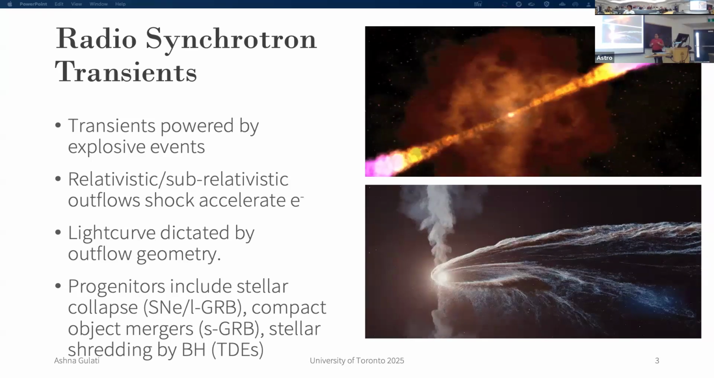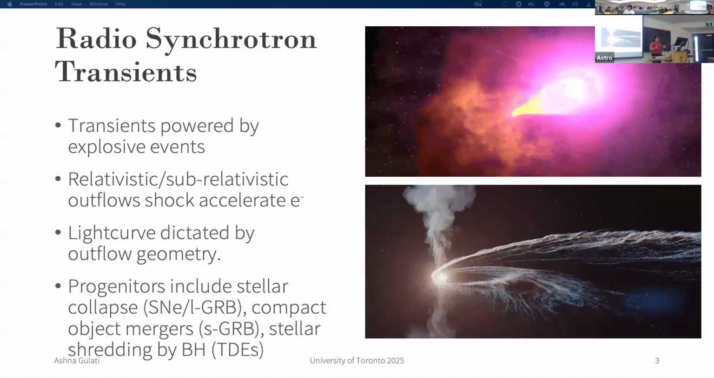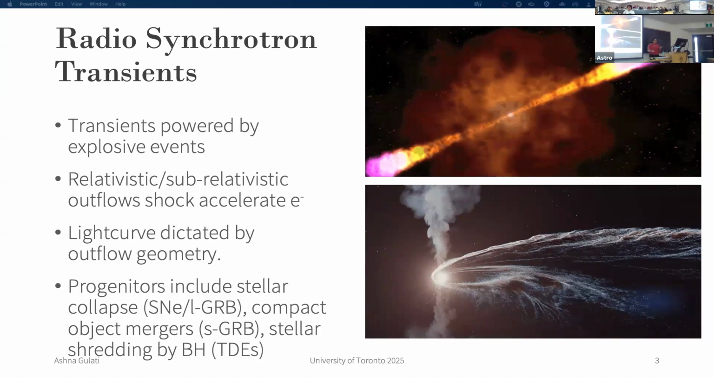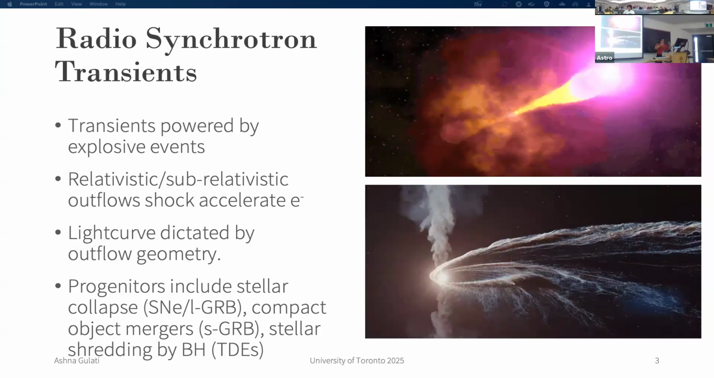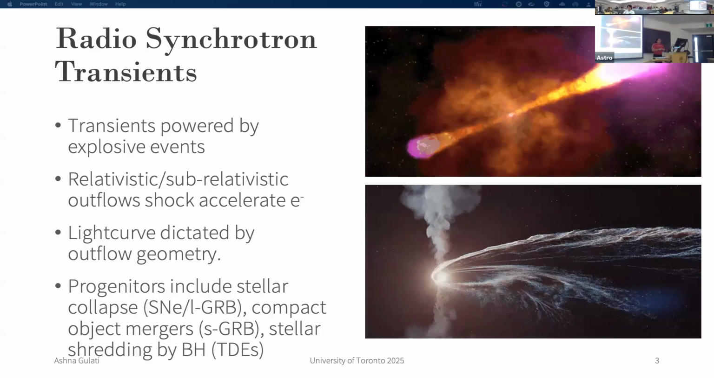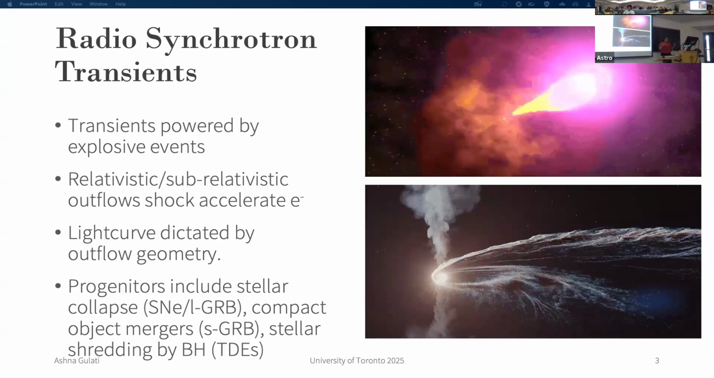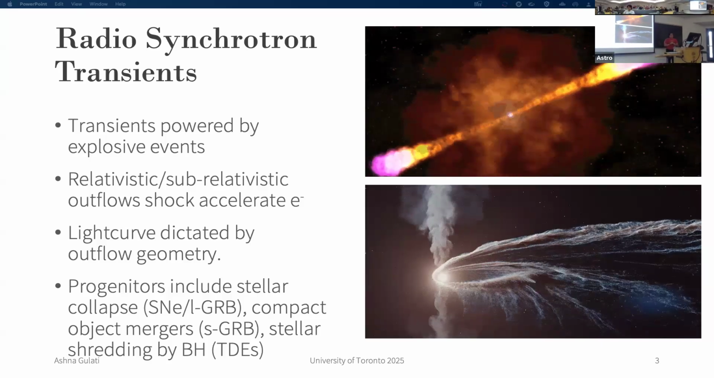Now, while the radio emission mechanism stays the same for all synchrotron transients, the outflow energy and velocity can differ depending upon the progenitor, so we get a plethora of light curves. For instance, we get ultra-relativistic jets for gamma ray bursts, or more Newtonian spherical emission for supernovae.